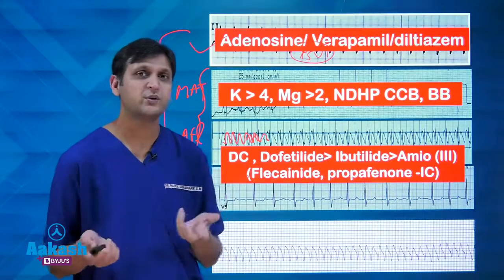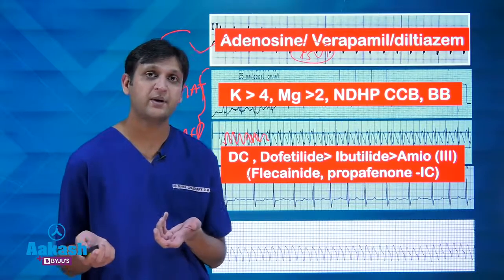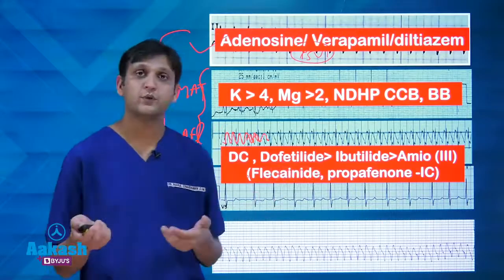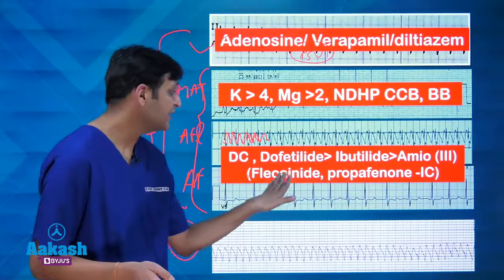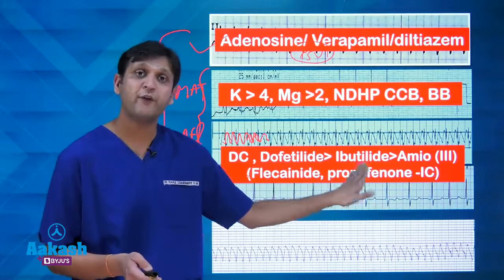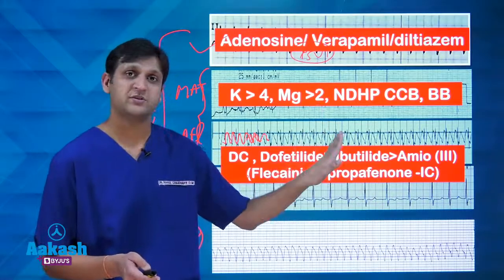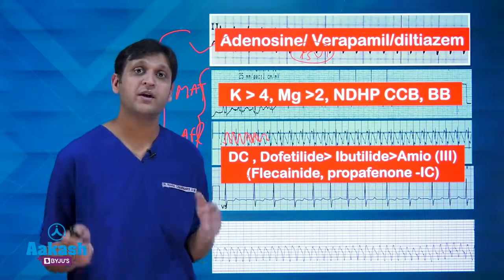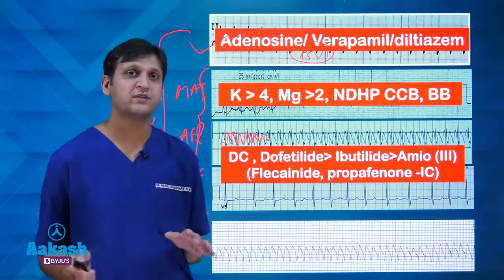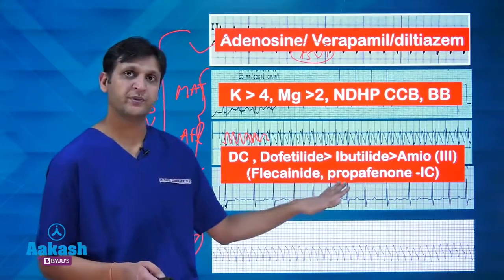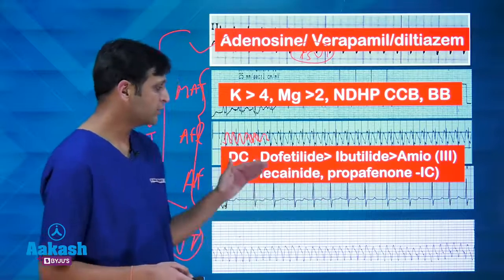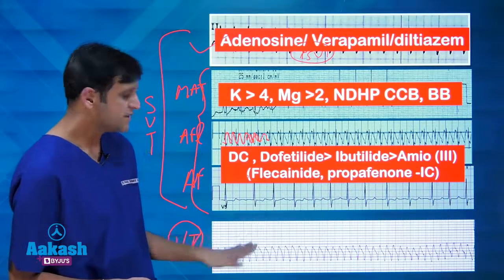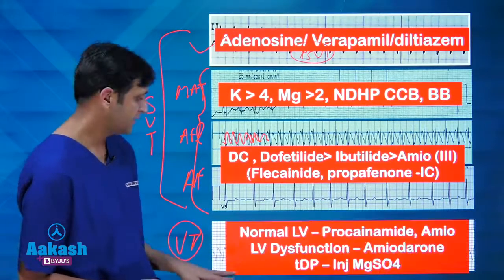So flecainide comes around 200 or 300 milligrams tablet, and propafenone is around 400 or 600 milligrams. So these are also known as pill in the pocket therapy for atrial fibrillation. So that can also be an MCQ question. Pill in the pocket therapy for atrial fibrillation is flecainide and propafenone. Okay, now moving on to the next arrhythmia, that is the ventricular tachyarrhythmia or the ventricular tachycardia.